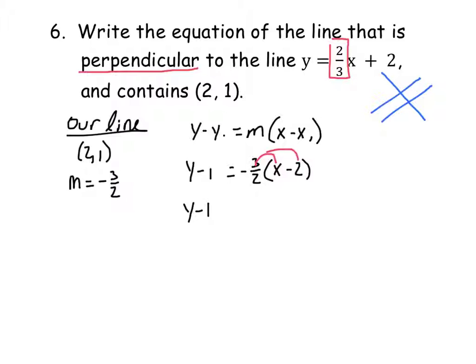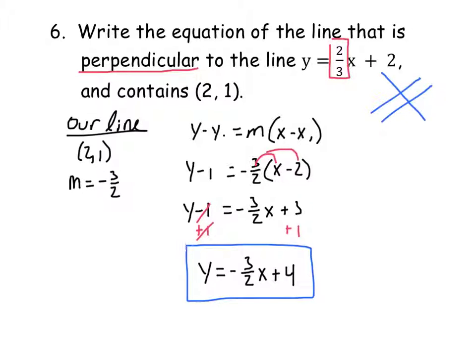So y minus 1 equals negative 3 halves x. Negative 3 halves times negative 2 gives us a positive 3. And now we need to add 1 to both sides. So our final answer should be y equals negative 3 halves x plus 4. Any questions on number 6?